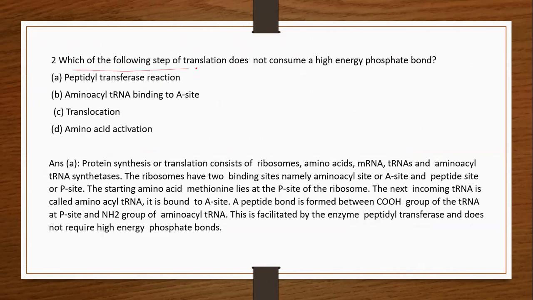Next, which of the following step of translation does not consume a high energy phosphate bond? First is peptidyl transferase reaction. Second is amino acyl transfer RNA binding to A side. Third is translocation. And fourth is amino acid activation. Now, first of all, we should know what is this protein synthesis. When mRNA is converted to protein, it is protein synthesis.